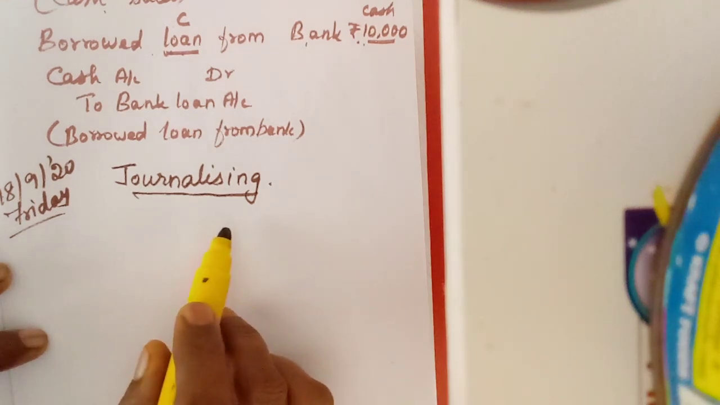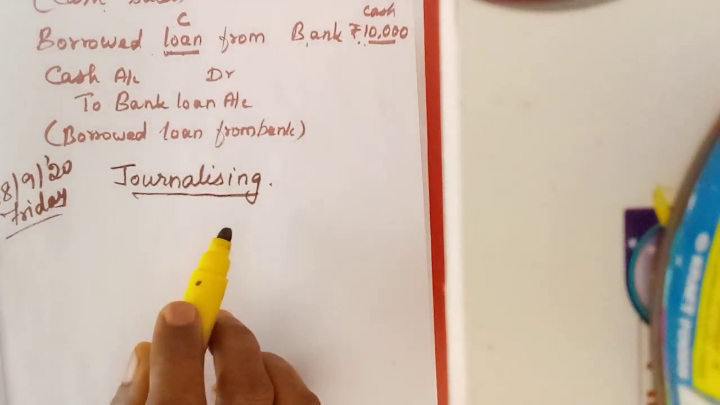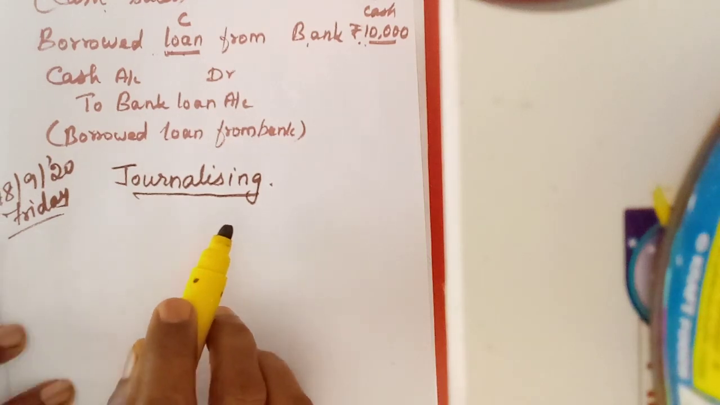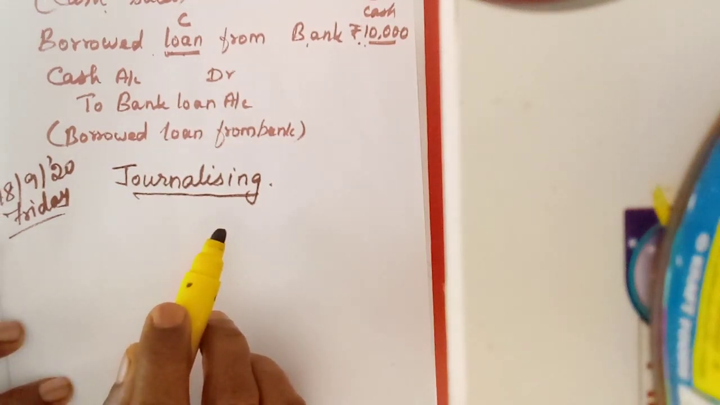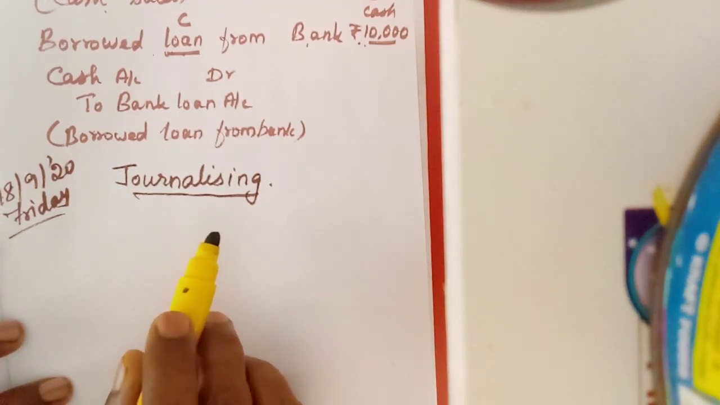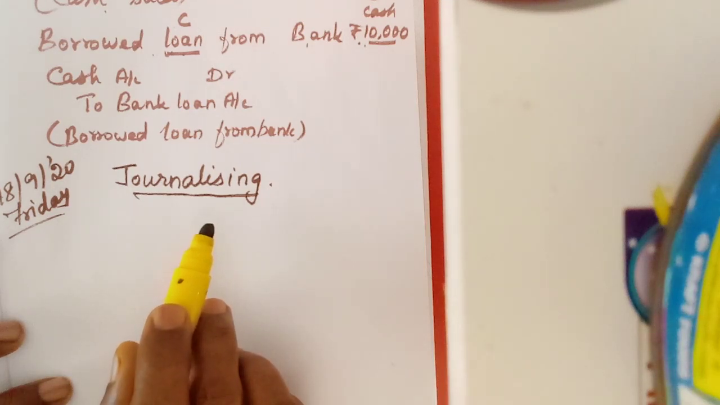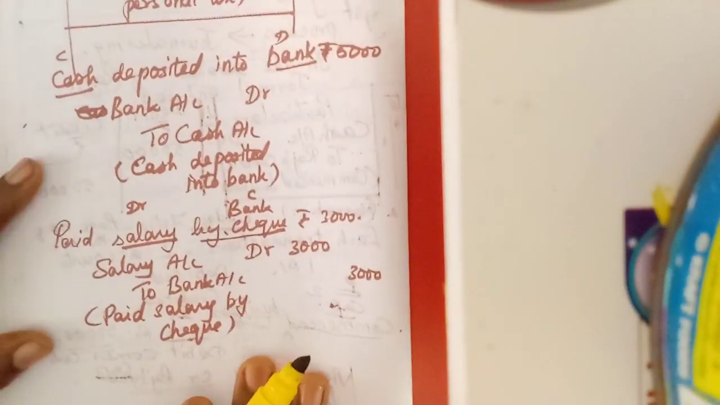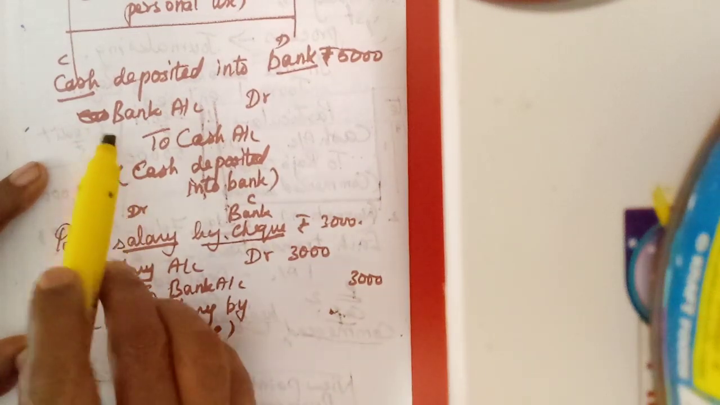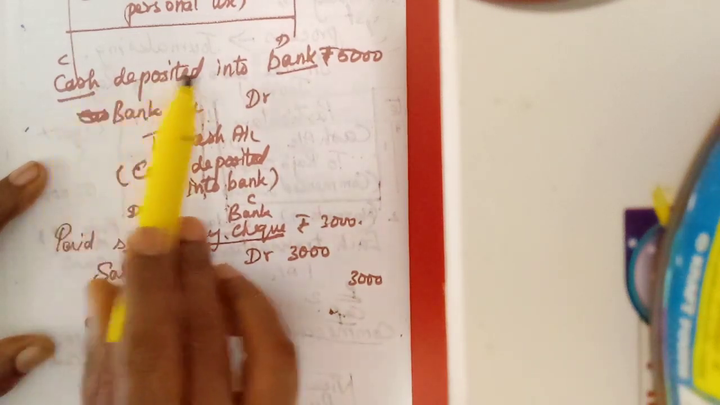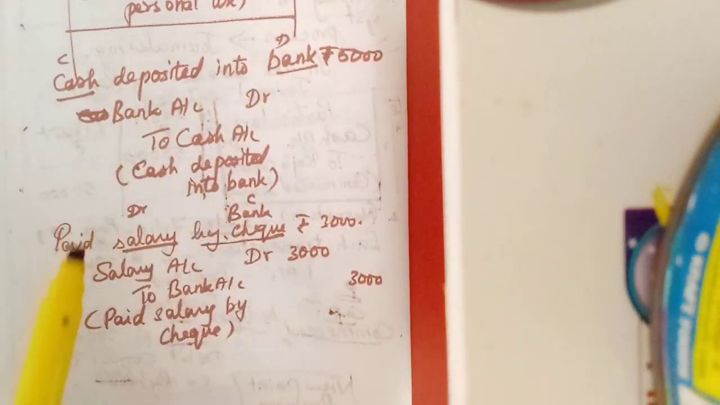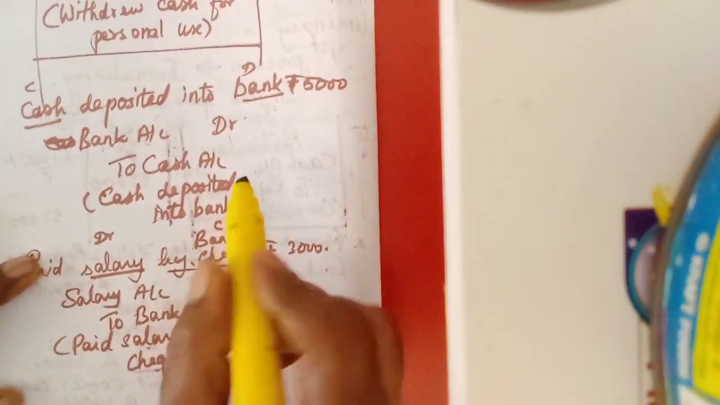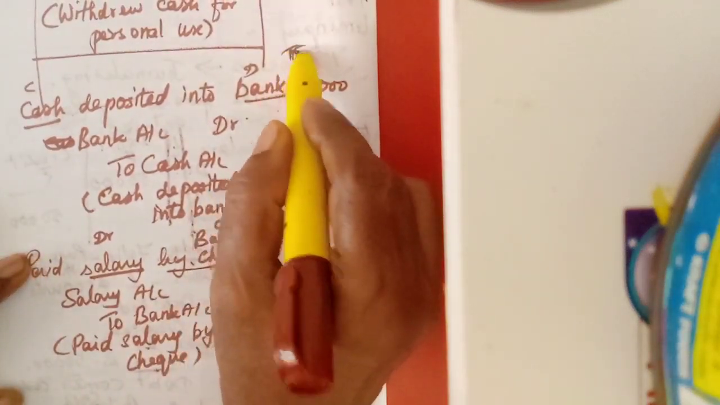We are learning journalizing in accountancy now, but we have not completed yesterday's portion. We have seen many examples of how to prepare journal entries for different transactions. As a recap, we will see yesterday's examples once again. For cash deposited into bank, this is the transaction.